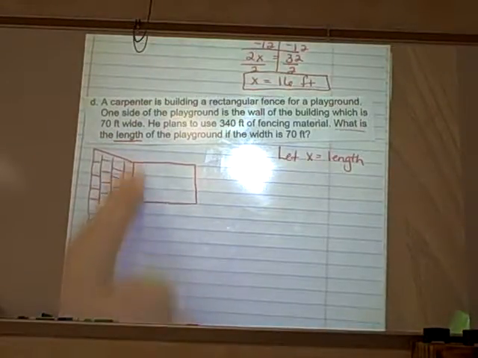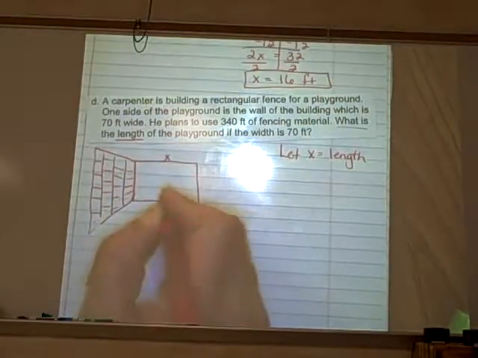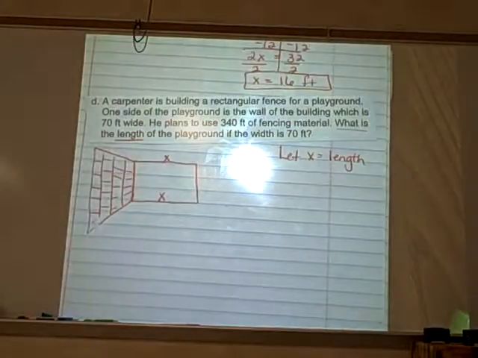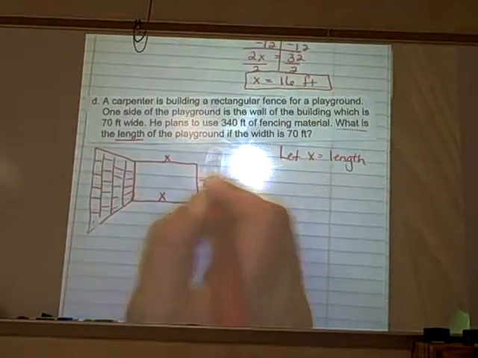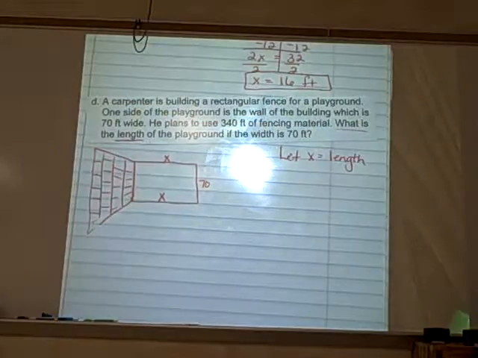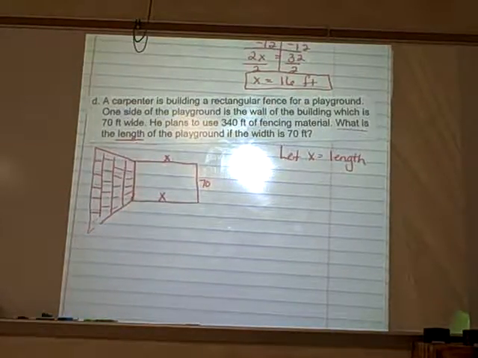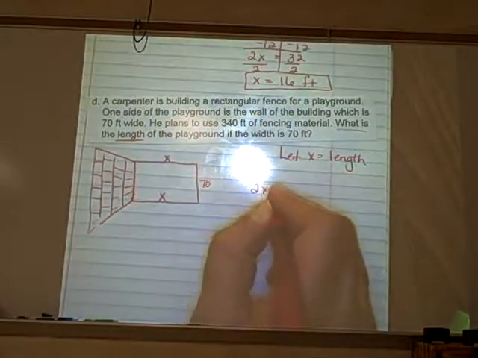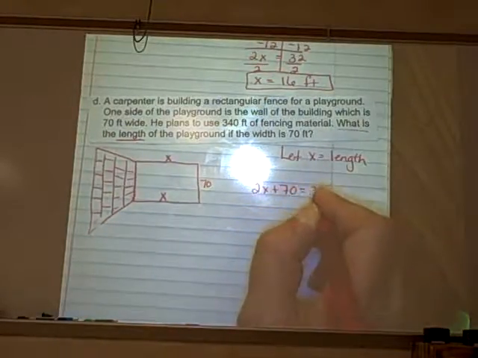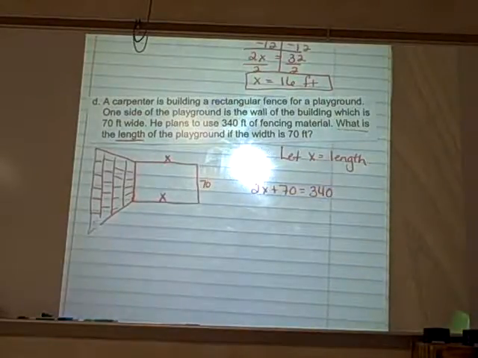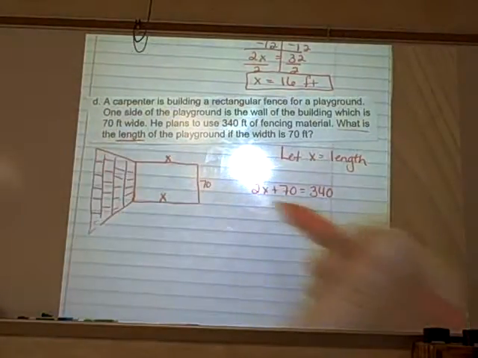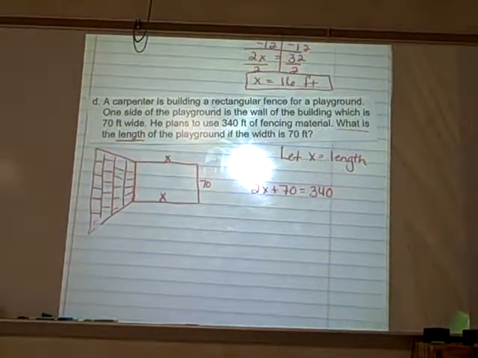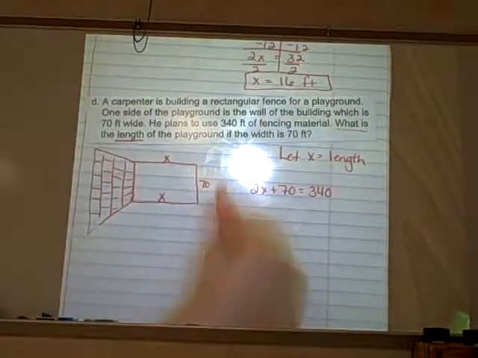So that part doesn't count, but I do know this is going to be an x, this is going to be an x. What is this going to be? 70. And these three sides had to add up to 340. So what would your equation look like? 2x plus 70 equals 340. Or you could do x plus 70 plus x, and you'd still end up with the 2x. You could write it all out first, and then combine. You save yourself a step if you learn how to combine on the picture.